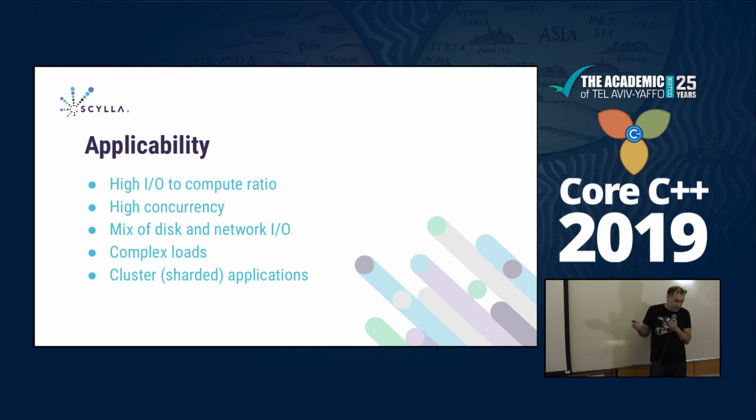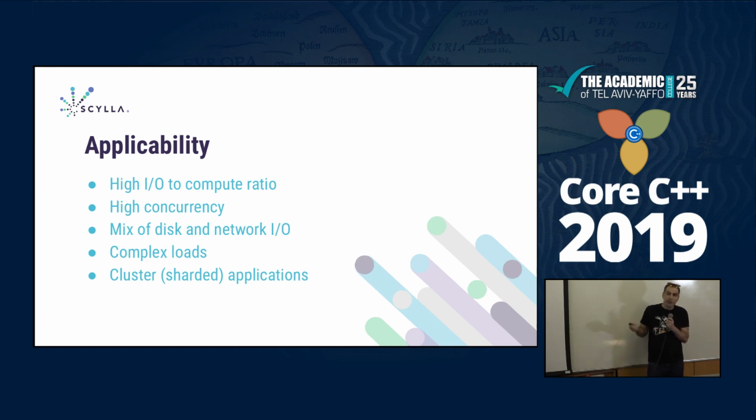A mix of disk and network I/O. So I talked about composability before. That's one thing that Seastar does very, very well. So if you're doing replication, if you're doing storage, it's a great match. Complex loads, so simple things you can usually code with libuv or something like that and manage the complexity. But more complicated things, you need a framework that supports that way of thinking natively.